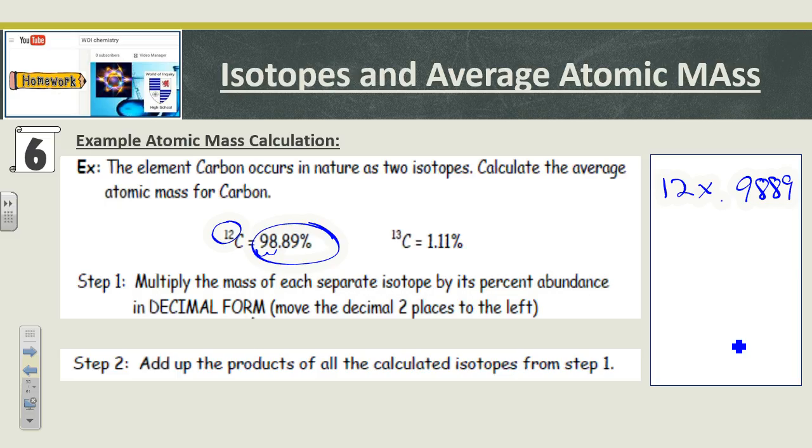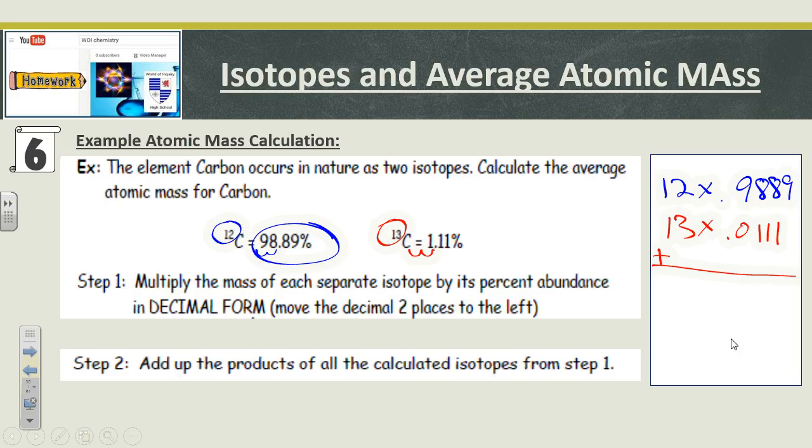Okay, that's the first step. Second step, new color, different mass. This time this carbon's 13. Here we go. 13 times this in decimal form. I got to move that over 2 times. I got 0.0111. I'm going to add these bad boys all together.